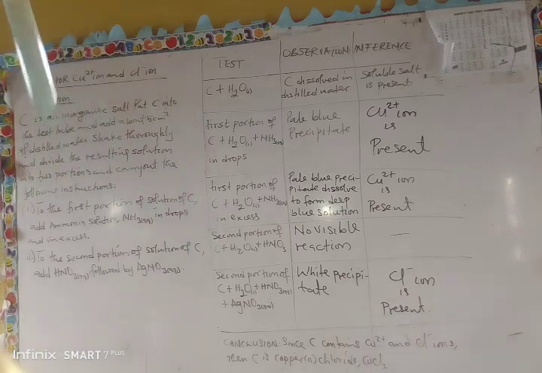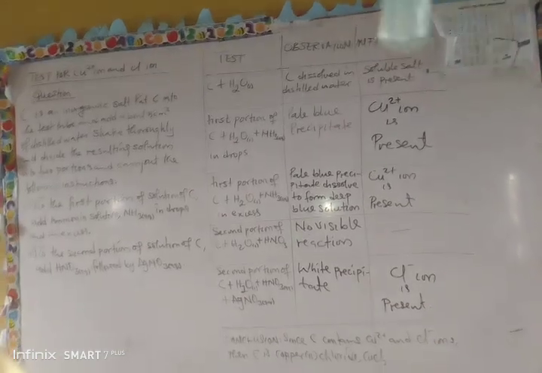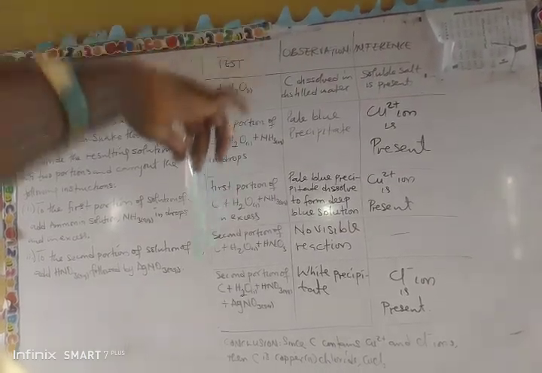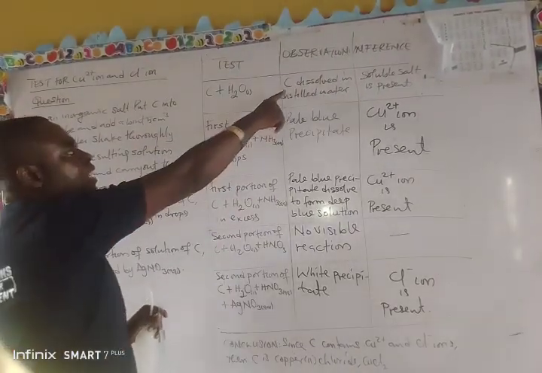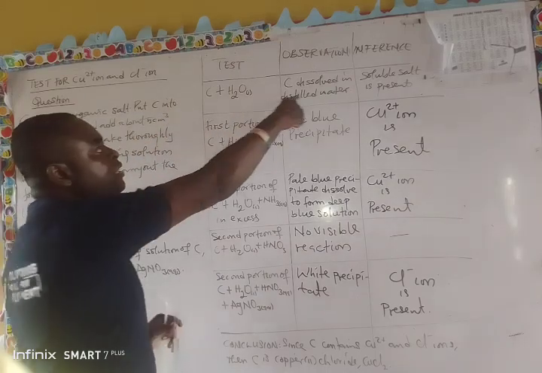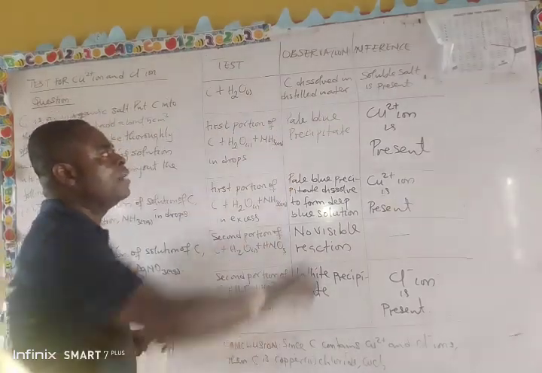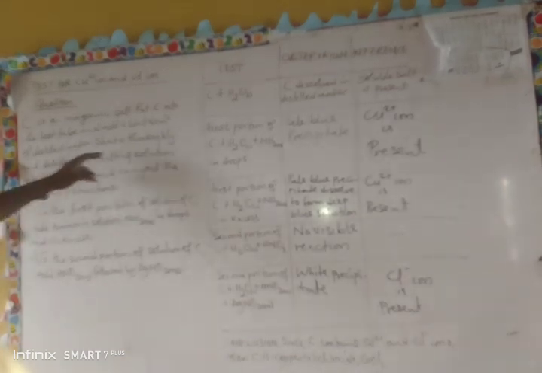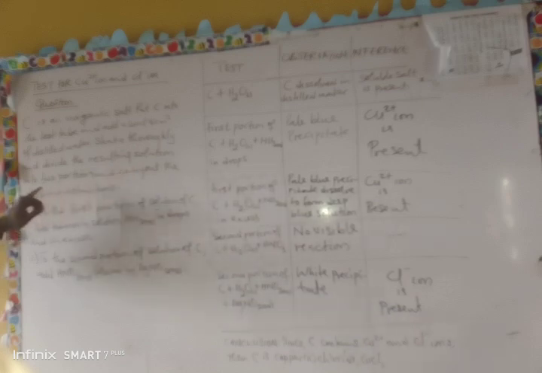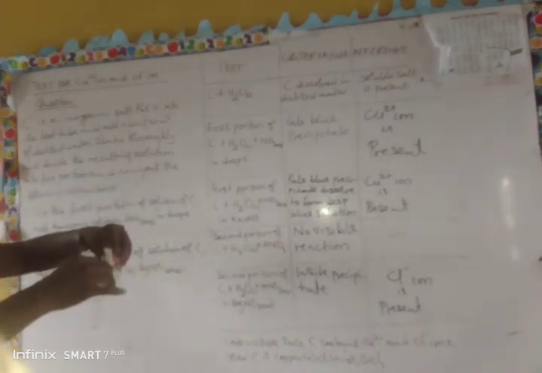So we will see from what we have shaken here that C dissolves in distilled water. That is what we have reported here, that C dissolves in distilled water. And in our inference, we show that a soluble salt is present. C dissolved here. So the next question is asking us what we should do. We should divide the resulting solution into 2 portions. So I want to divide it into 2 portions.